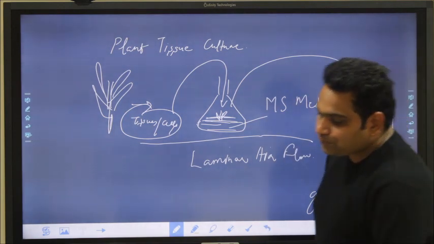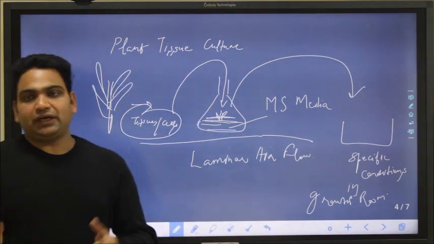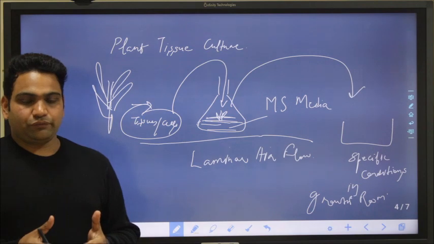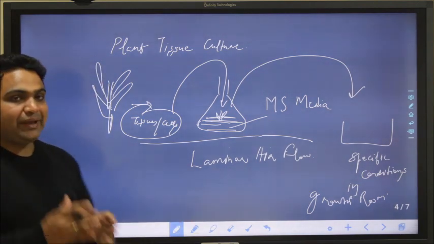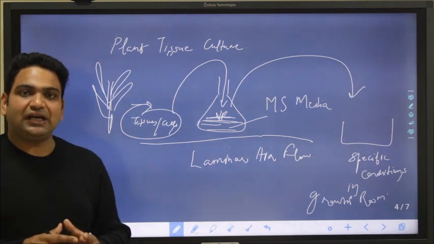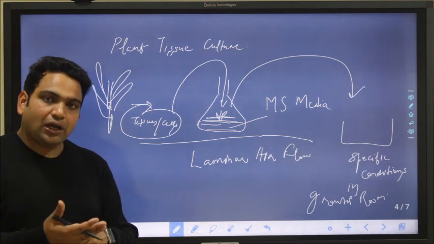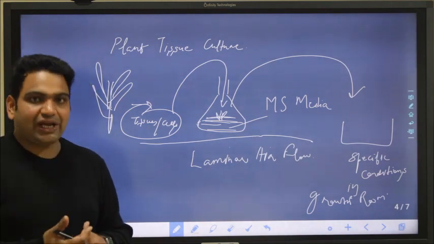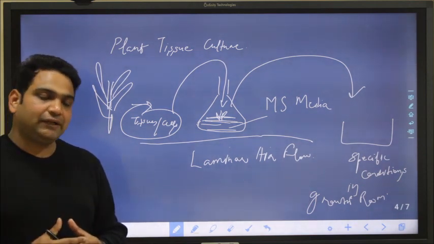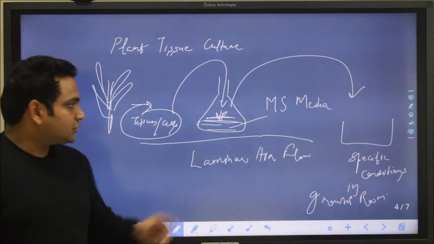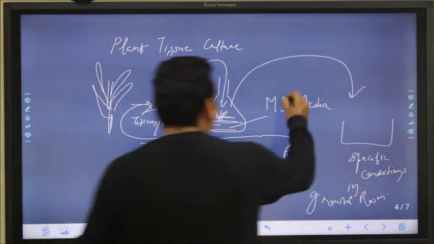What is the growth room? First of all, what do we need? We need the desired plant, which we want to multiply. After that, we will make MS media. What is MS media? It is the media having all the essential micronutrients and macronutrients useful for the growth and development of that plant. After preparing MS media, it will be autoclaved.